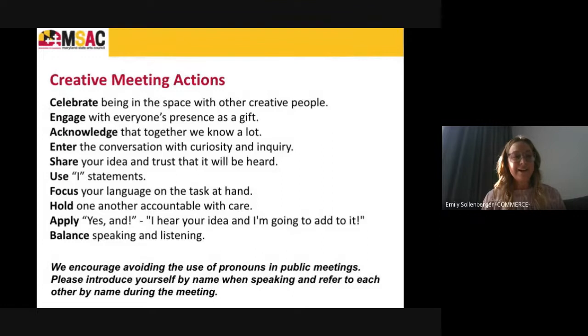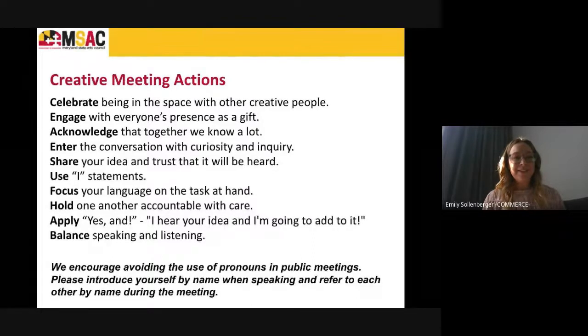Additionally, we start our meetings with creative meeting actions. I'm going to read these aloud as well. Celebrate being in the space with other creative people. Engage with everyone's presence as a gift. Acknowledge that together we know a lot. Enter the conversation with curiosity and inquiry. Share your idea and trust that it will be heard.